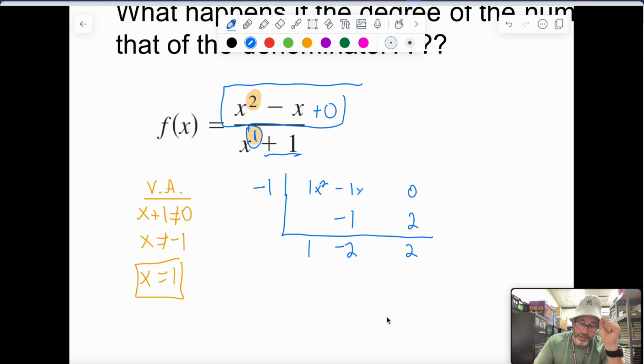So what's the slant that we're looking for? Well, believe it or not, it's actually this part right here. That is my slant asymptote. That right there, if I graph this, will give me a diagonal line with a slope of 1 and a y-intercept of -2. So let's confirm this.